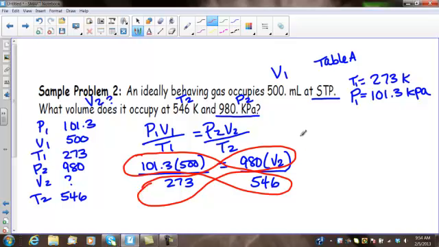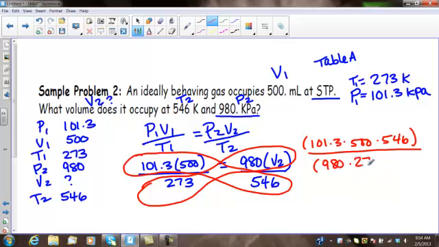So into my calculator, I am going to have parenthesis 101.3 times 500 times 546, end of parenthesis, divided by parenthesis 980 times 273, end of parenthesis, equals. When I do the math on that, I get 103.4. Therefore, my V2 equals 103.4. This was units of milliliters, so I keep the same units. Okay, those are two sample problems.